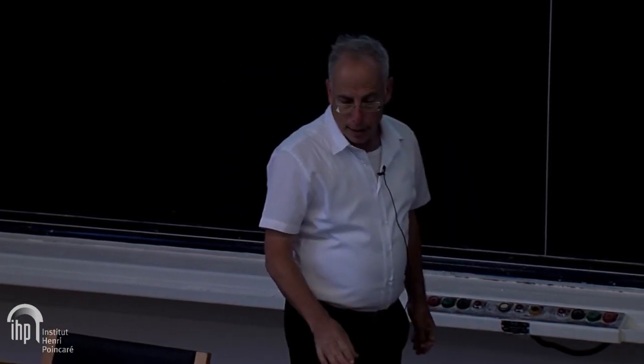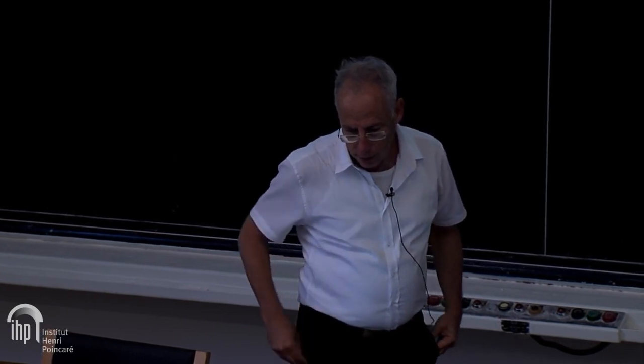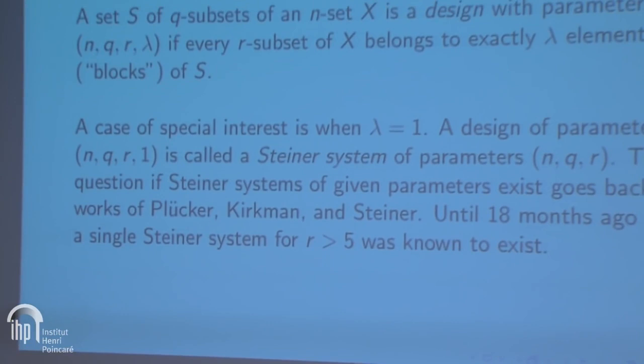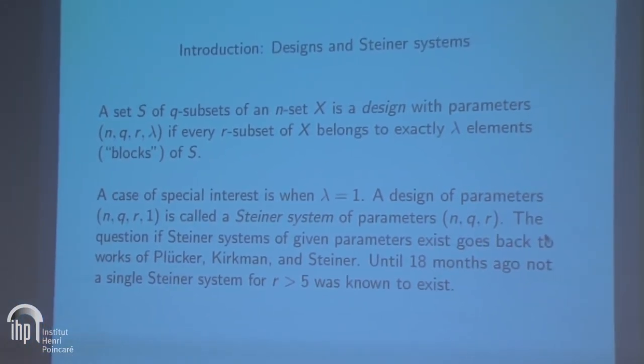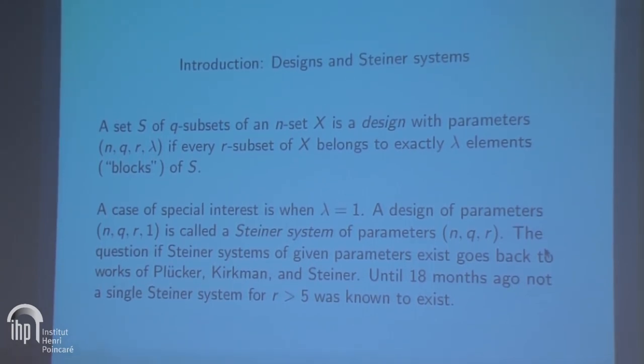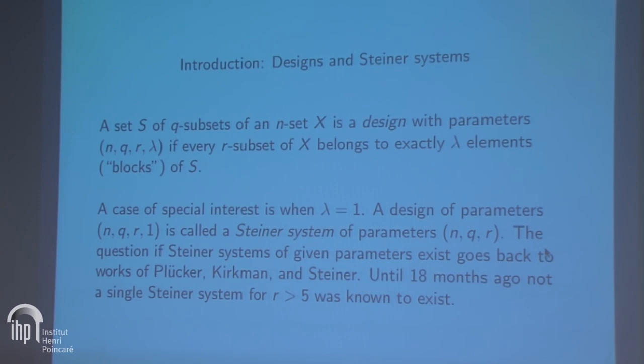I will talk about the existence of designs after the work of Peter Keevash. So let me start by telling you what designs are. We are talking about collections of sets. We start from a set X with n elements, and we look at collections S of subsets of size q from X, and it is a design with parameters n, q, r, and lambda. So n is the size of the ground set, q is the size of the subsets, which are also called blocks of the design, and r is an integer which gives the condition. The condition is that every r-subset of X belongs to exactly lambda elements of S.